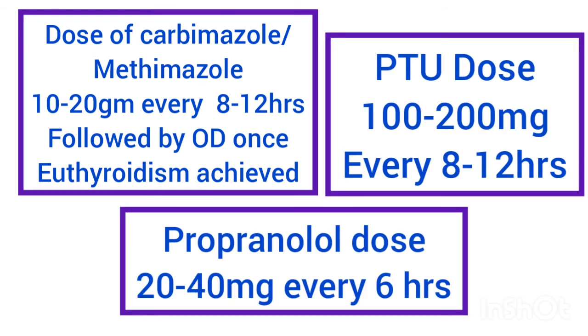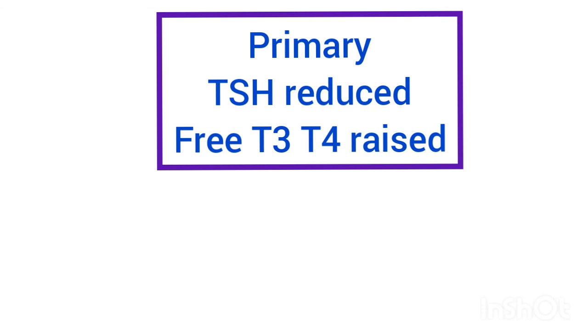One more point to be noted is in case of a primary cause of hyperthyroidism, that is, the basic pathology is in the thyroid gland, then the lab investigation will show a decrease in TSH level and an increase in free T3 and T4.